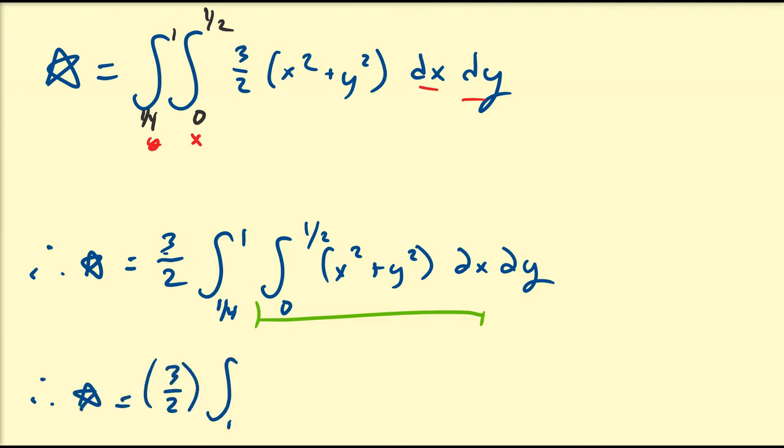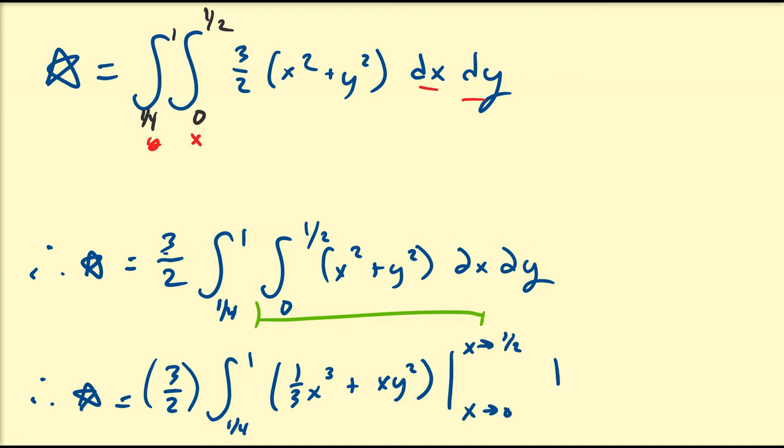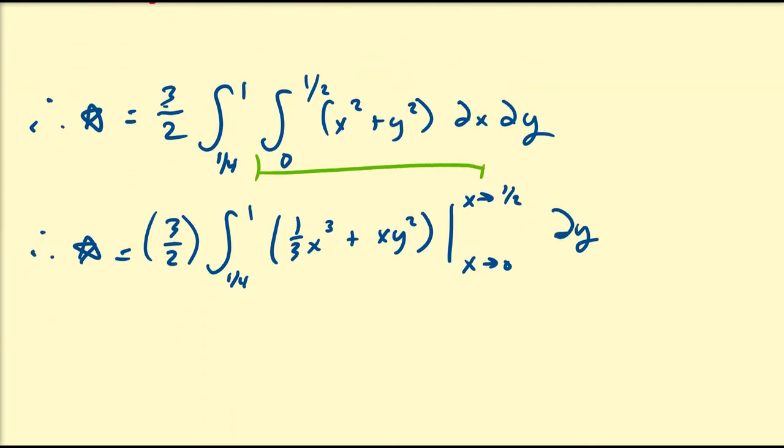So 3/2 times the integral from 1/4 to 1. Since y is a constant, that's going to give us 1/3 x cubed plus a constant. The integral of a constant is a linear function, so that's going to be x y squared. And we're going to send x to 1/2 and then x to 0. And then we're going to integrate with respect to y once we figure out what that function is.